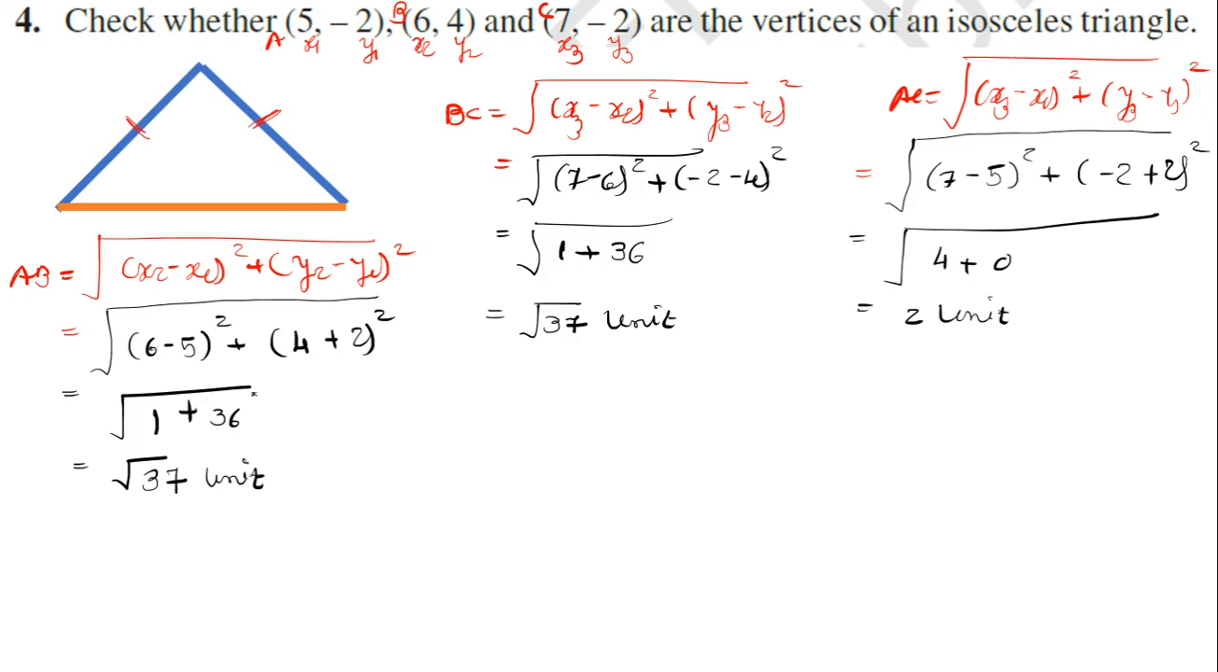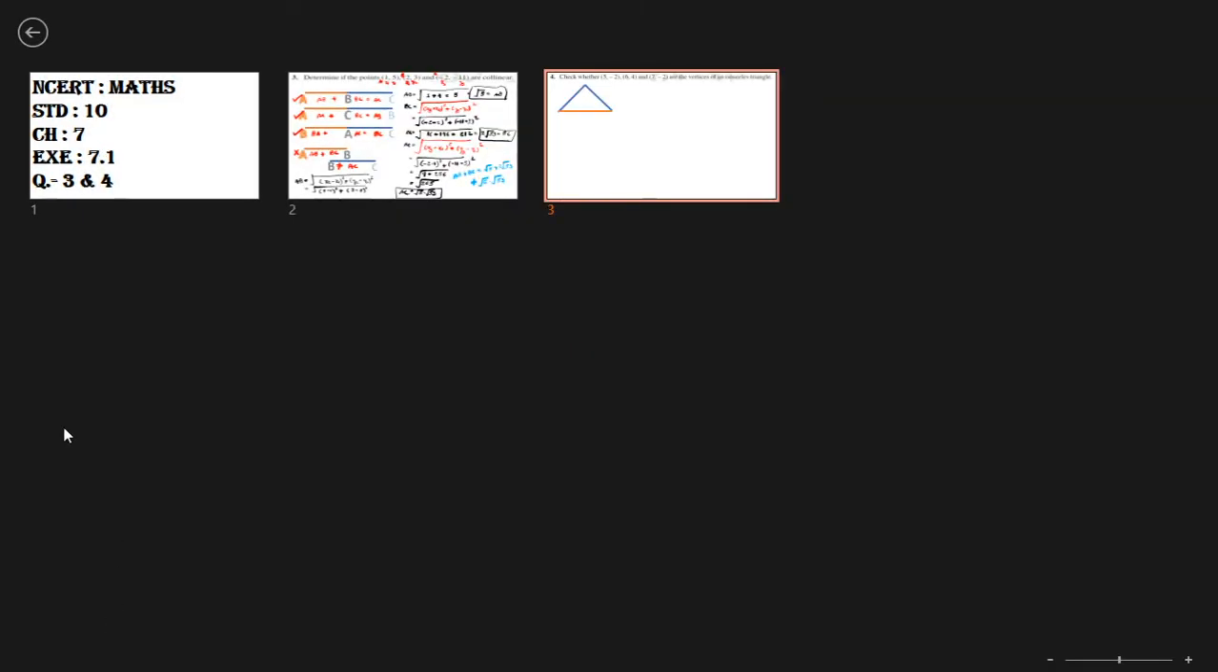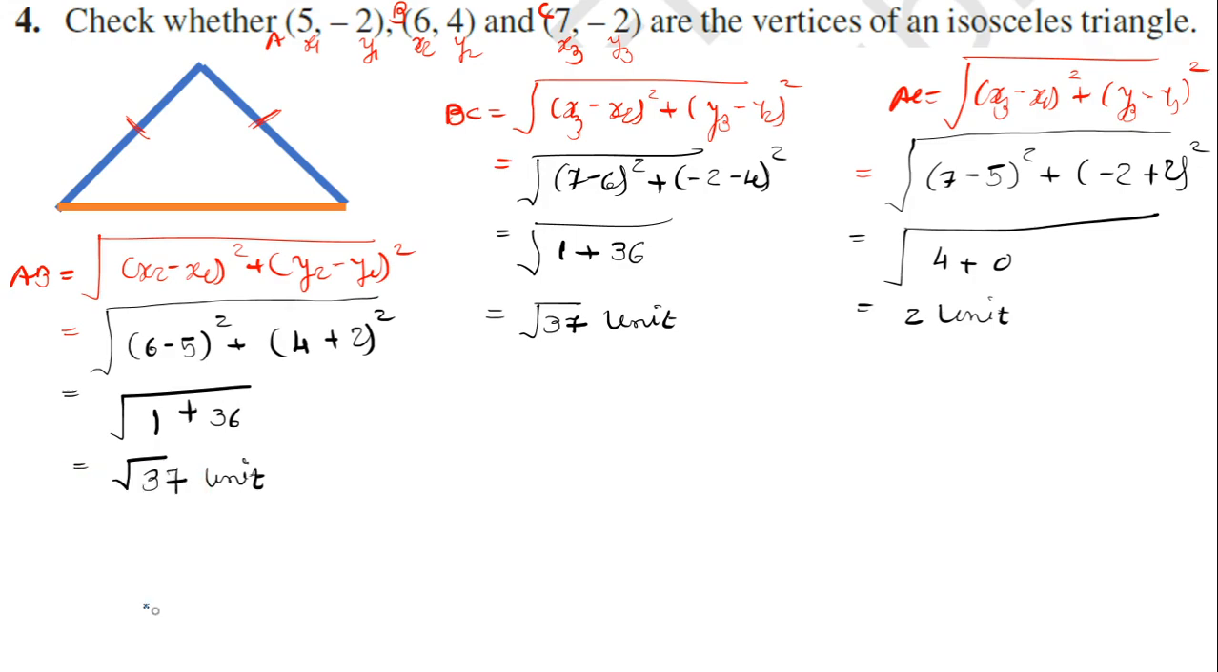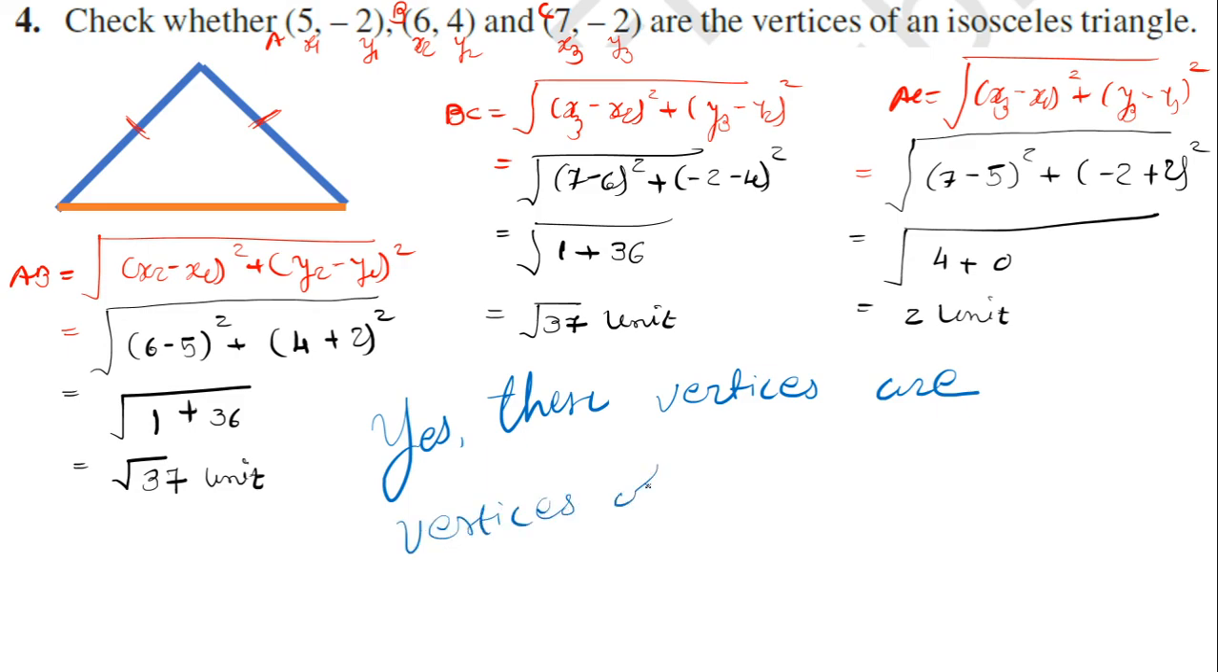So you have to write in statement form. What you have to write? Yes, these vertices are vertices of an isosceles triangle.